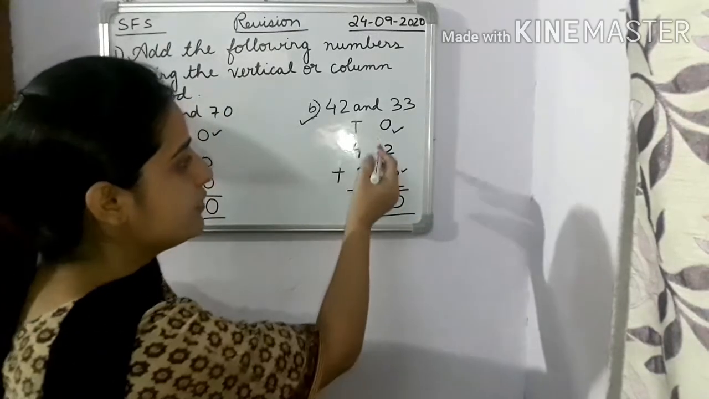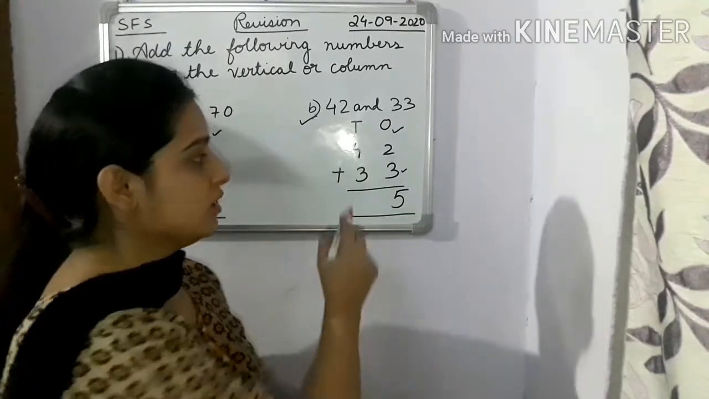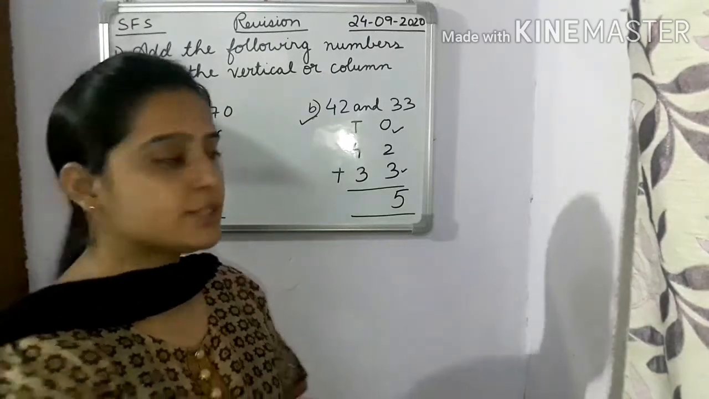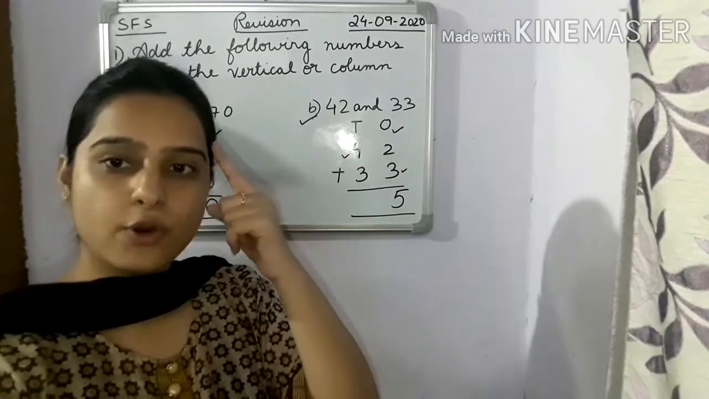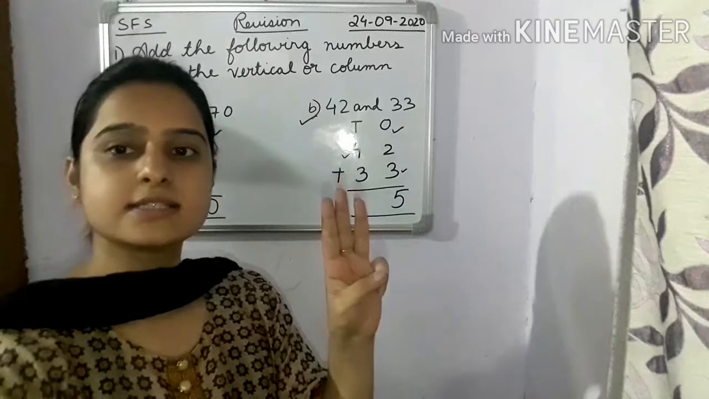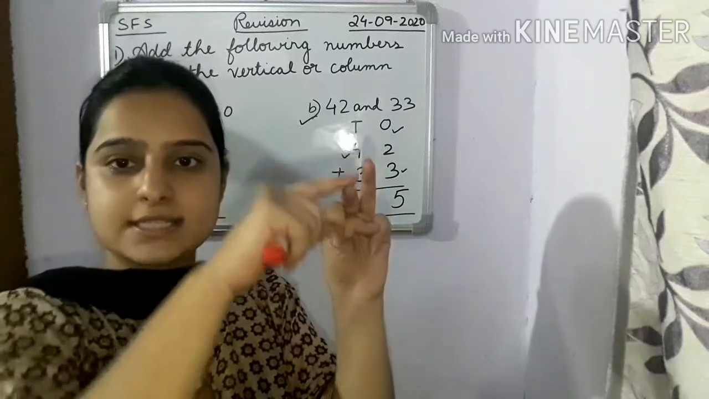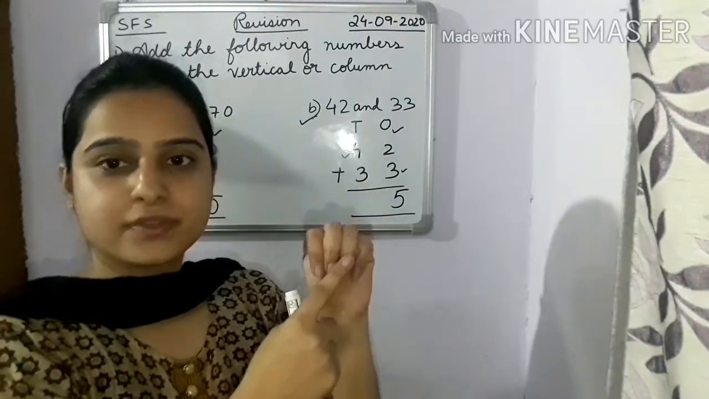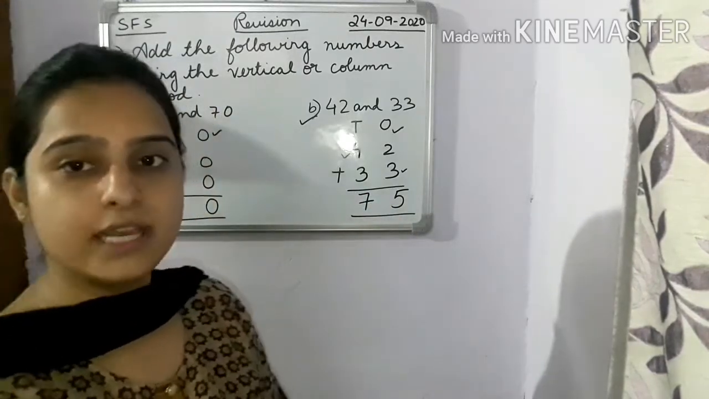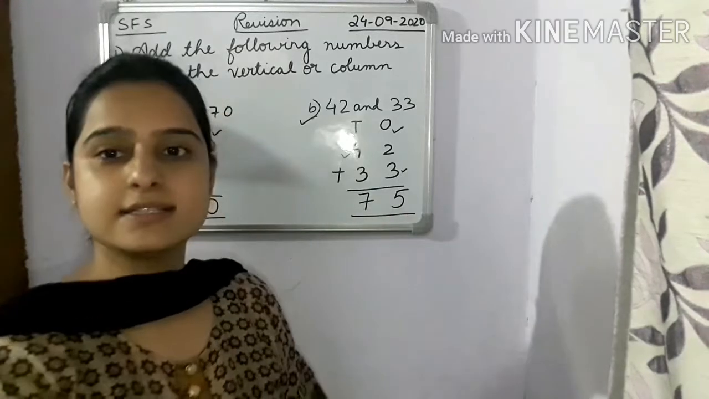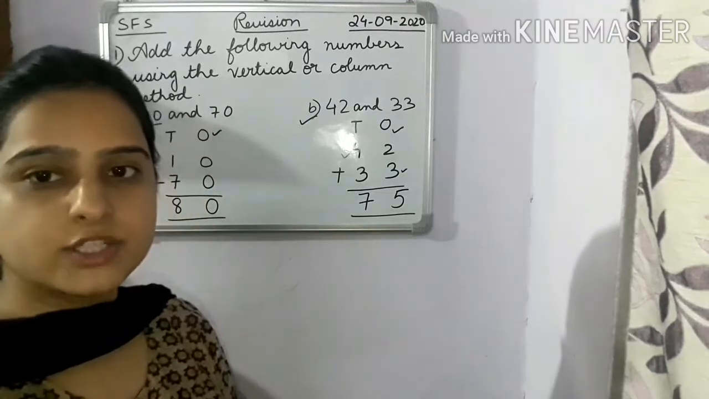In ones place what comes? 5. Now we will move to tens place, children. 4 plus 3. So keep the bigger number in mind. Which one is a bigger number? 4 or 3? 4 is the bigger number. So we'll keep 4 in mind. Open 3 fingers. Start counting after 4. After 4 comes 5, 6, 7. So what comes in tens place? 7. So here it is 75. 75 is the sum. Okay? That is your answer. Do it in your copy, children.